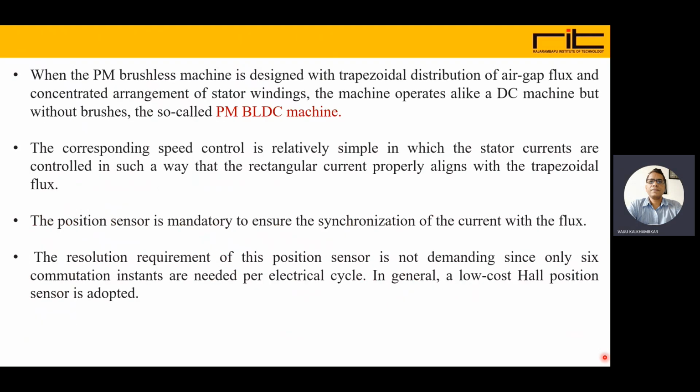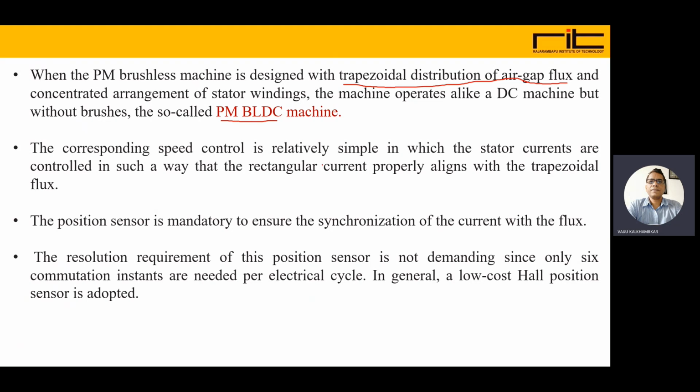When the PM brushless machine is designed with trapezoidal distribution of air gap flux and concentrated arrangement of stator winding, the machine operates like a DC machine but without brushes, so it is called a permanent magnet BLDC machine. The important thing to note is that the machine is designed with trapezoidal distribution of air gap flux, so the air gap flux is trapezoidal in nature and the windings are concentrated stator windings. So it is the permanent magnet BLDC.